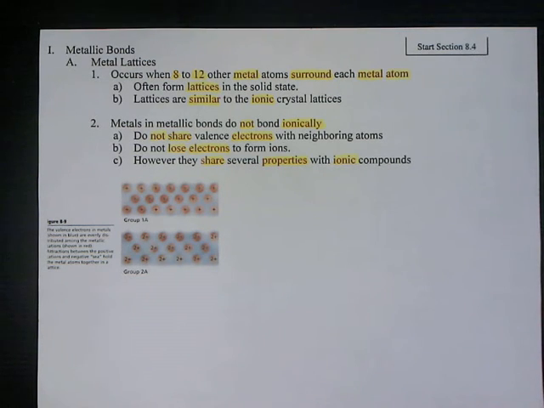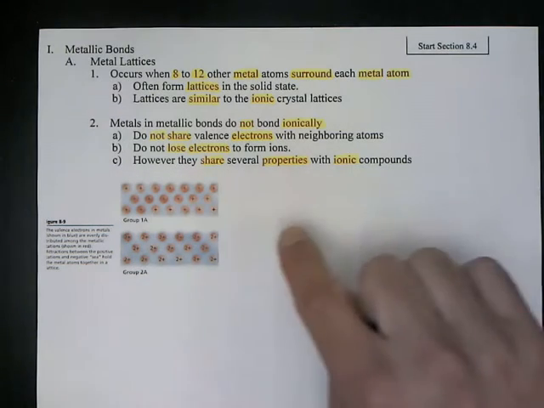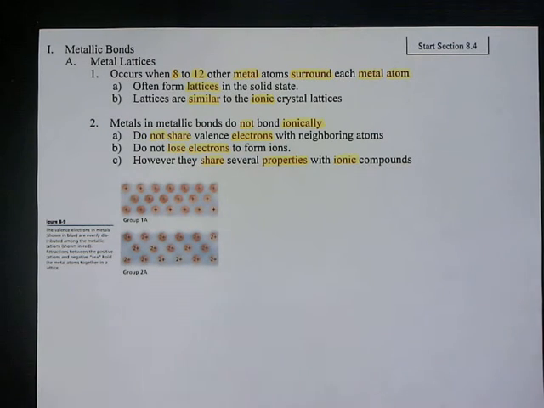They form that very similar pattern that ionic crystal lattices do, but there are some differences, okay? So metals in a metallic bond are not bonded ionically. What that means is that they have electrons that are not given from one atom to another. Remember, all of these positive charges are the same metal, okay?